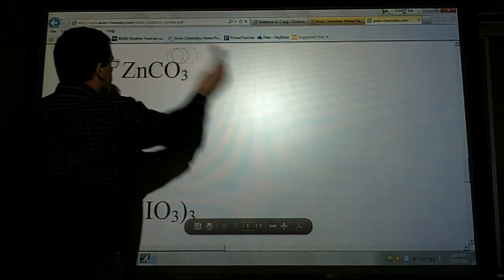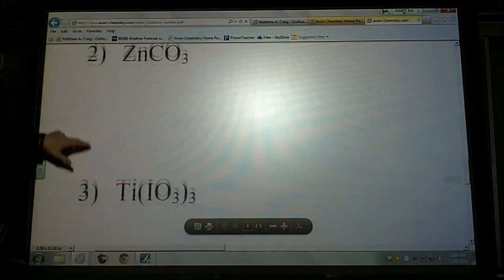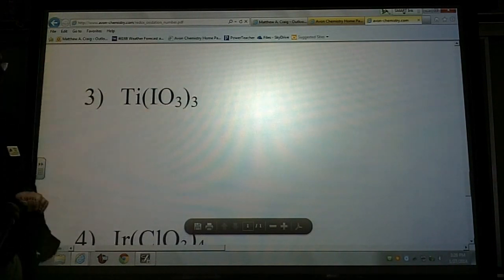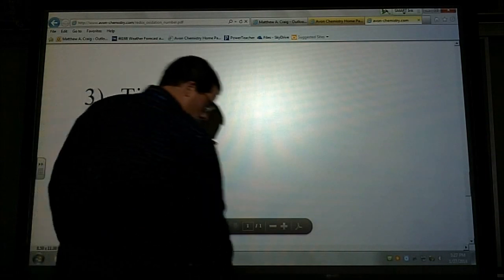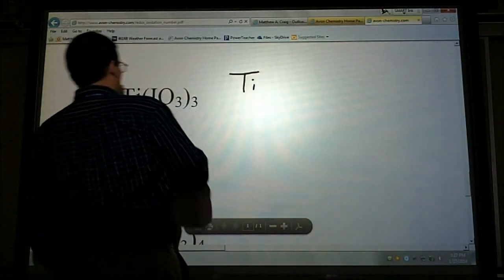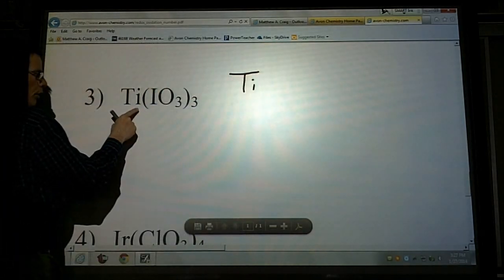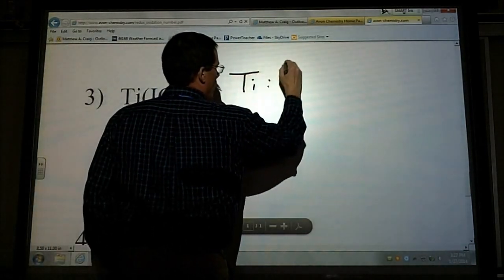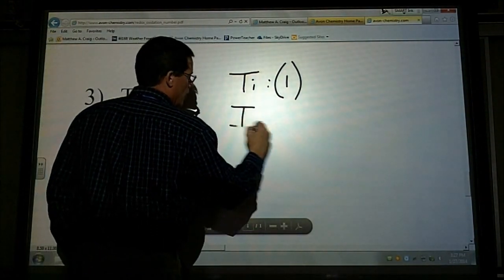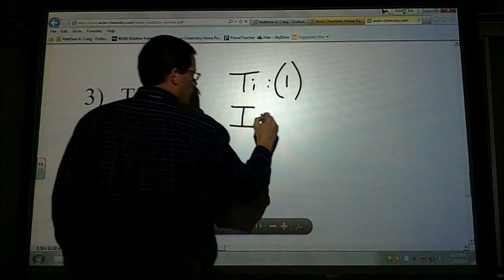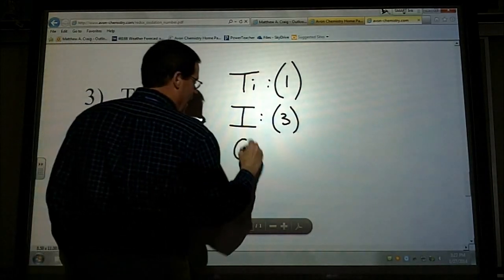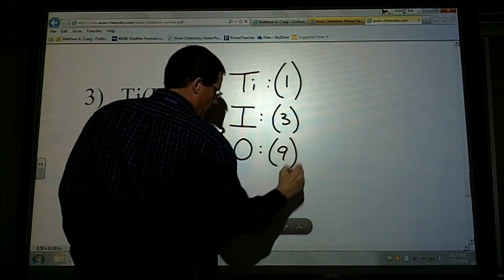Let's look at the next one. Okay. Here we have titanium and then we have iodate, but 3 of those iodates. So again, don't freak out, just write them out. So we have titanium, so Ti, and we have 1 of those, right? There's no subscript, so we have 1 titanium. Iodine, how many iodines do we have? Correct, we have 3. Oxygen, we have a total of 9. Very good. Not 6, but we have 9.